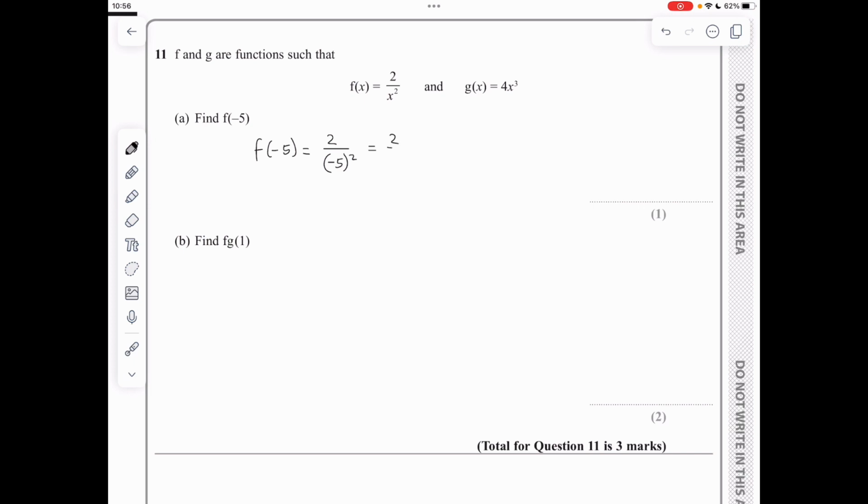So this gives an answer of 2 over 25. In B, we need to find f of g of 1. This is a composite function. Remember, we start with the inside. We first need to do g of 1. So it's going to be f of 4 times 1 cubed, and this is f of 4. So we're looking at 2 over 4 squared, which is 1 over 8.